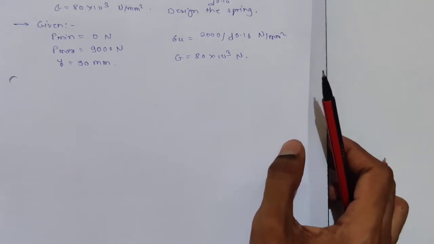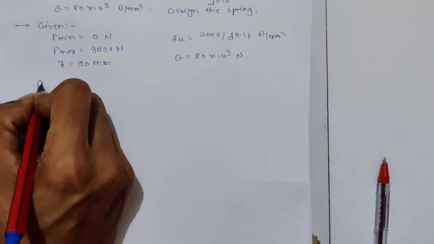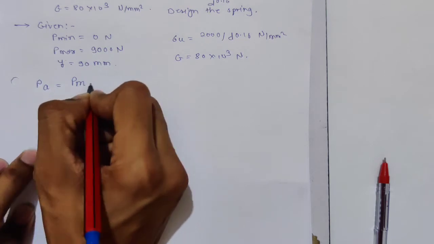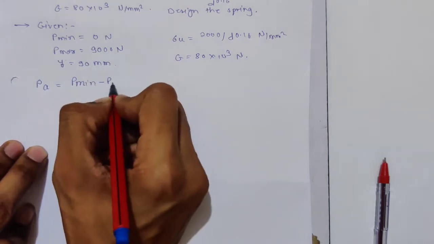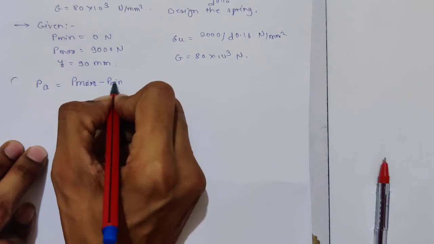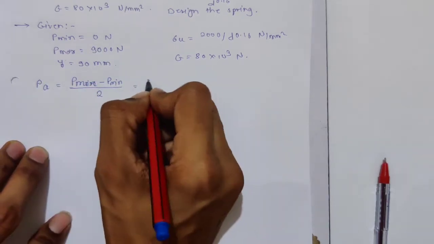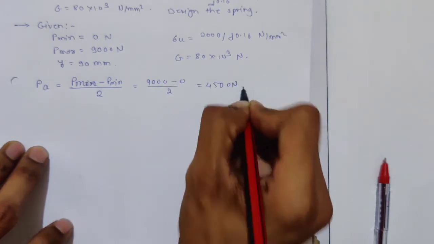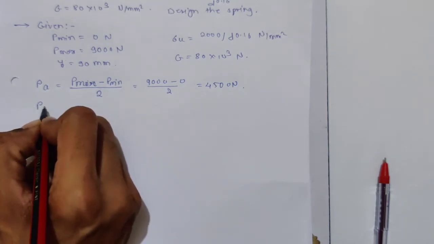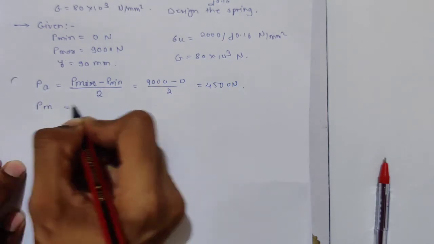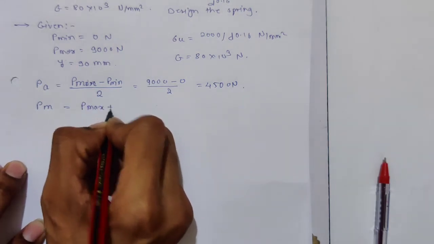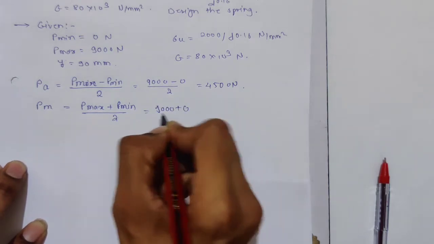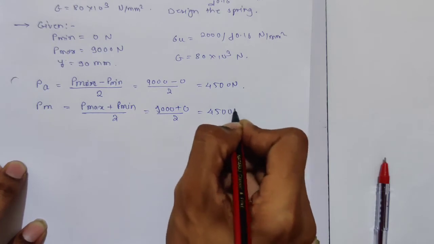First of all, we have P mean. The amplitude P amplitude is equal to P max minus P mean divided by 2. So it is nothing but 9000 minus 0 divided by 2, so you will get 4500 Newton. And here you will get sigma mean is equal to P max plus P mean upon 2. So again you will get the same value, that is 4500 Newton.